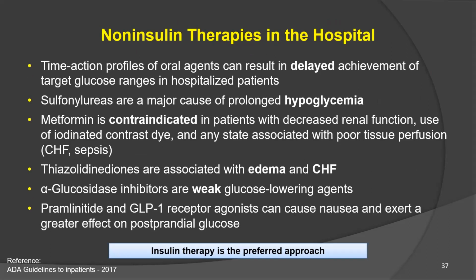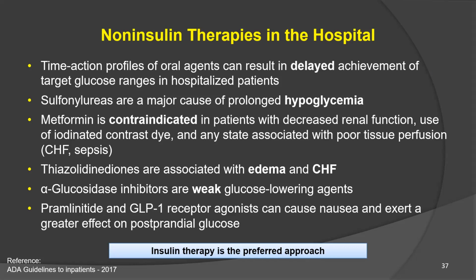Talking about the non-insulin therapies, the time action profile of oral agents can result in delayed achievement of target glucose ranges in hospitalized patients. As I said, this may not help in quicker recovery. Sulfonylureas, for example, are a major cause of prolonged hypoglycemia, so they should be avoided. Metformin is contraindicated in patients with decreased renal function, use of iodinated contrast agent, and any state associated with poor tissue perfusion, for example congestive heart failure and those with sepsis or any other inflammatory problems.